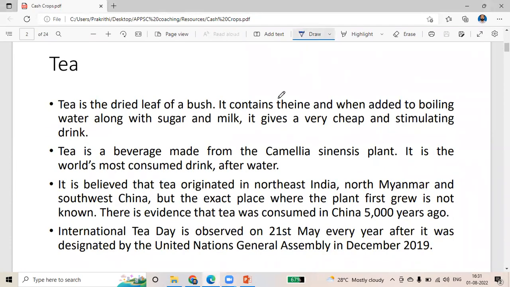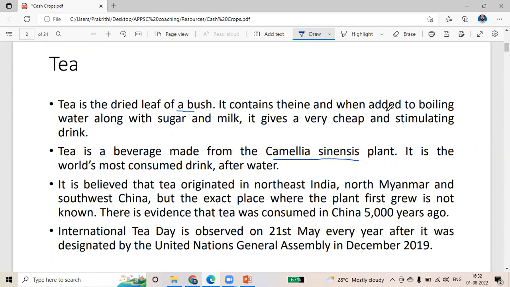We are familiar with tea and coffee. ये दोनों we are most familiar with because most of the time, day to day, we are consuming them. But what is this tea actually? Tea is actually a dried leaf. It is made from a bush. What is that bush? It is Camellia sinensis. So इसका क्या use है?